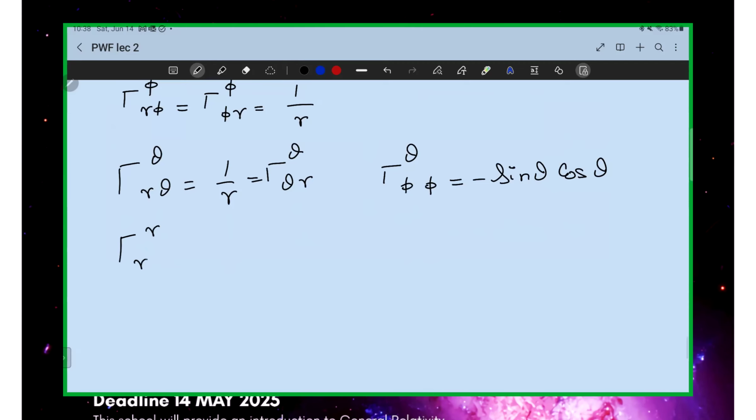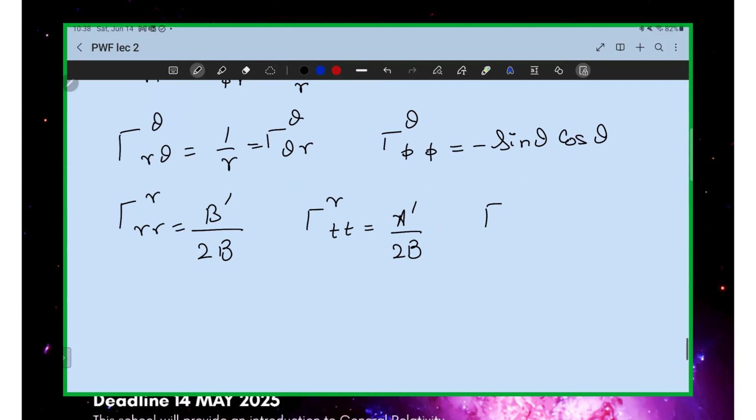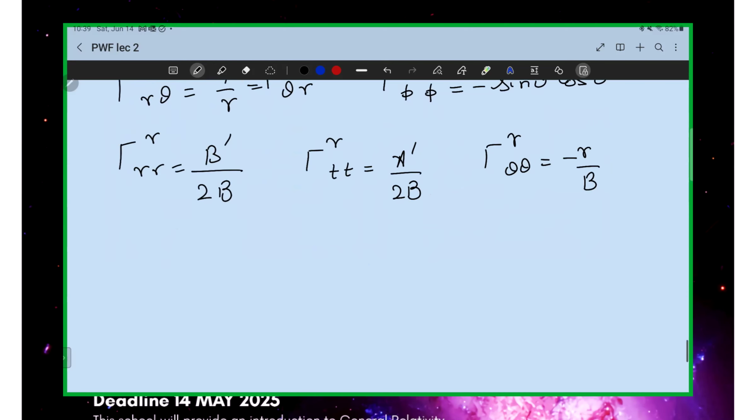Now, this has the most non-trivial ones. This one has B prime over 2B, A prime over, this prime means derivative, okay? Minus R over B and over B. Okay, good. Now I have given you all the Christoffel symbols which are non-zero. All the other Christoffel symbols are 0, okay?